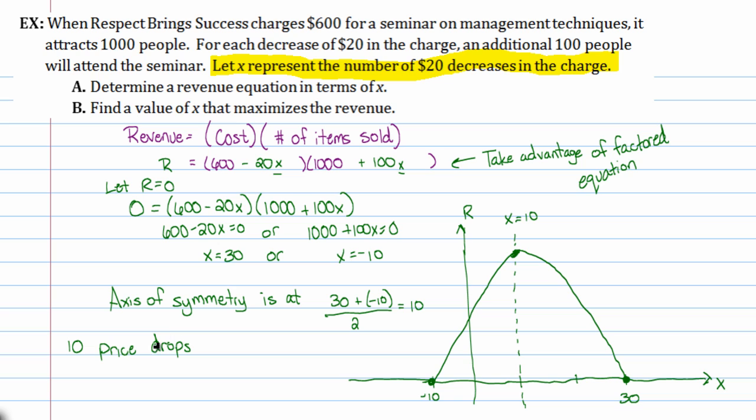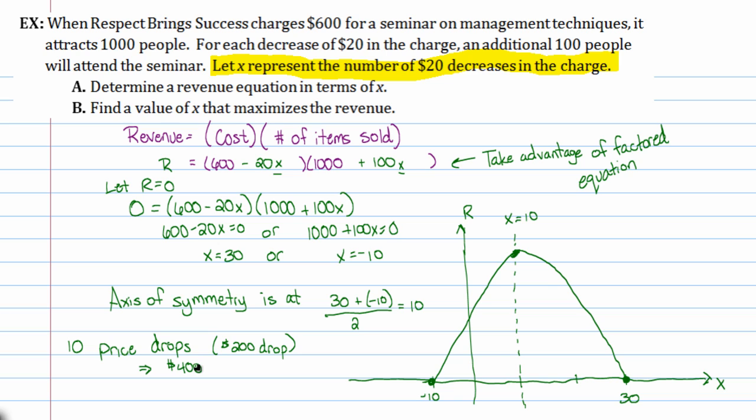By the way, just to let you know, 10 price drops of $20 each, that means we're dropping it by $200. So $200 drop, which implies that we're actually charging each person $400. And you might think, man, that's a lot less. And it's true. When you charge only $400, you're losing $200 per person.